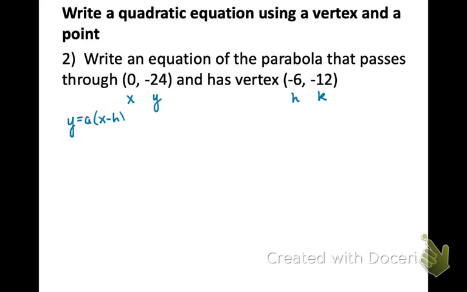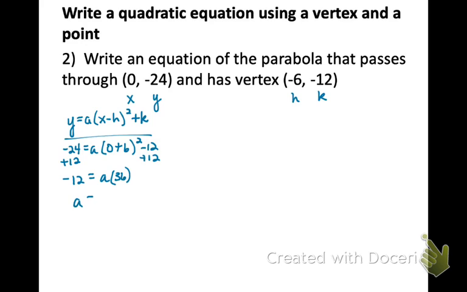Recall the vertex form of a quadratic equation, and then plug in all the values that you know except for a, which is our unknown, the value we'll solve for. Then just do the math to solve for a. In this case, we'll need to add 12 to both sides, square our 6, and then divide by 36. So a equals negative 1/3.